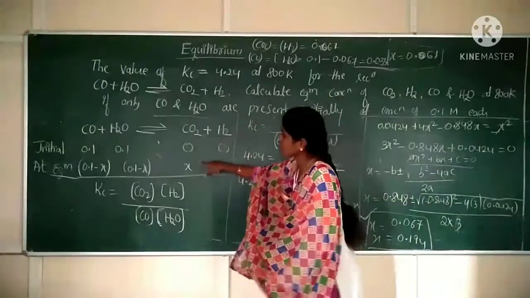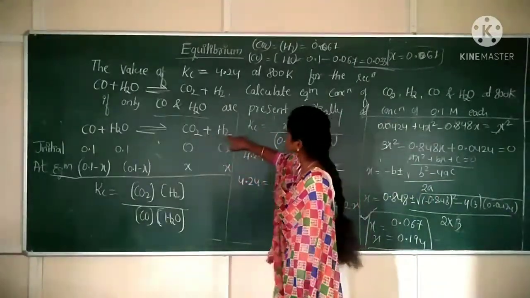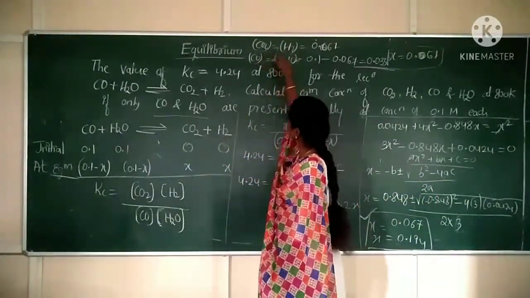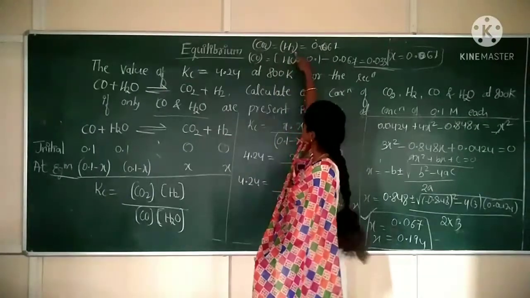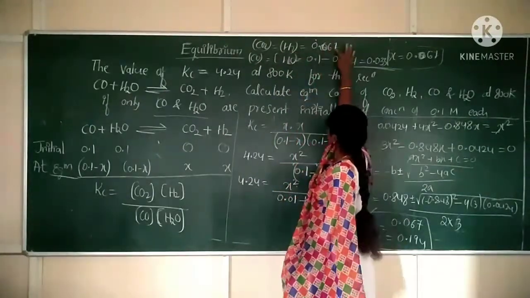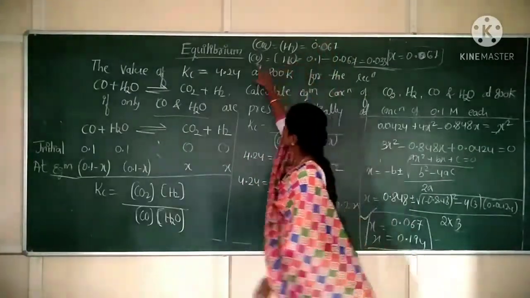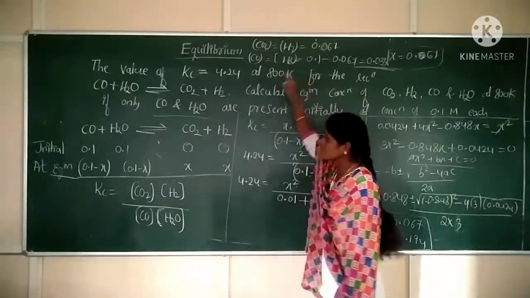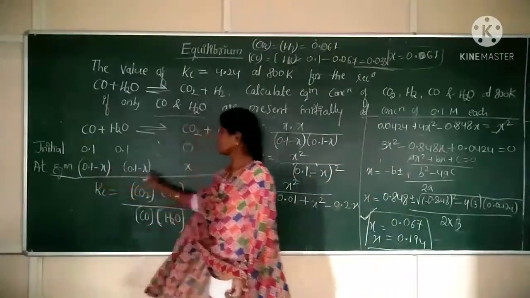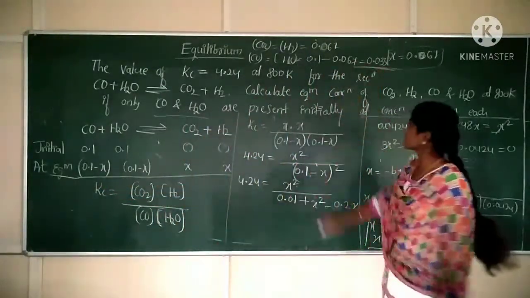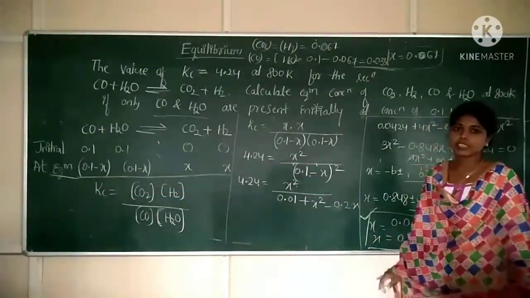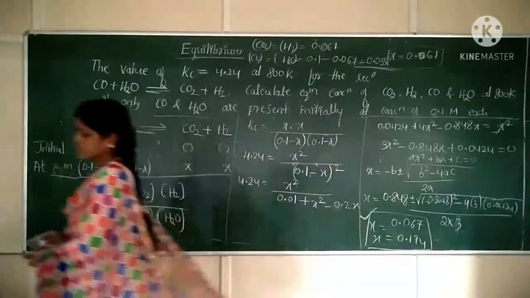Next, x equals 0.067. x here is the concentration of product. So what are the products? CO2 and H2. CO2 concentration will be equal to H2 concentration, which is equal to 0.067. Next, the concentration of CO and H2 is 0.1 minus x, 0.1 minus x, which will be equal to 0.033. So this is the answer for the given question.